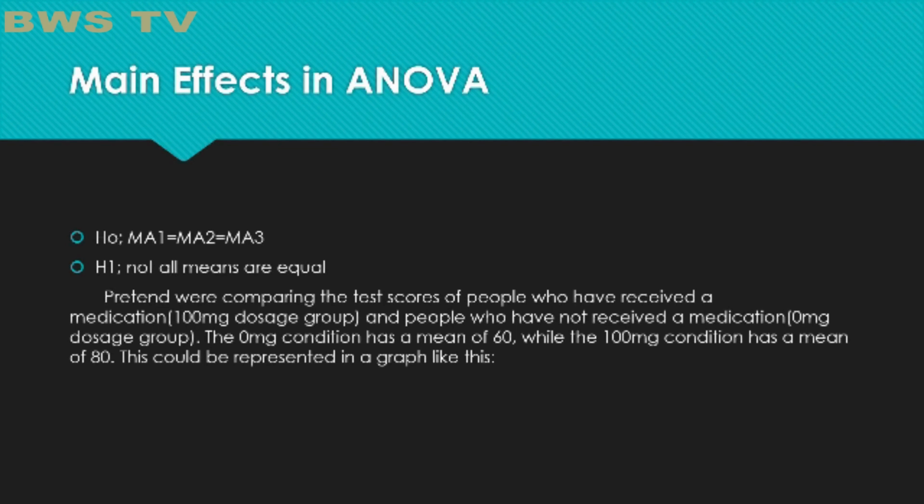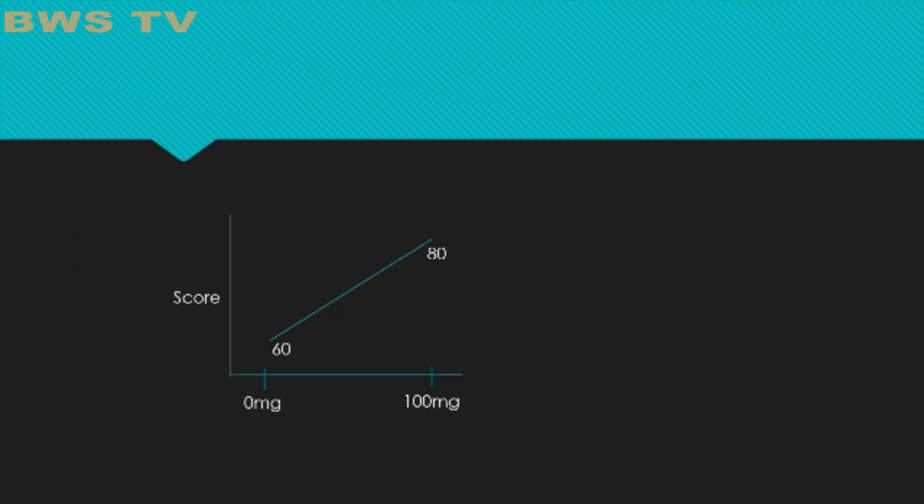Main effects in ANOVA. H0: MA1 equals MA2 equals MA3. H1: not all means are equal. Pretend we're comparing the test scores of people who have received a medication, the 100 mg dosage group, and people who have not received a medication, the 0 mg dosage group. The 0 mg condition has a mean of 60, while the 100 mg condition has a mean of 80. This could be represented in a graph like this.